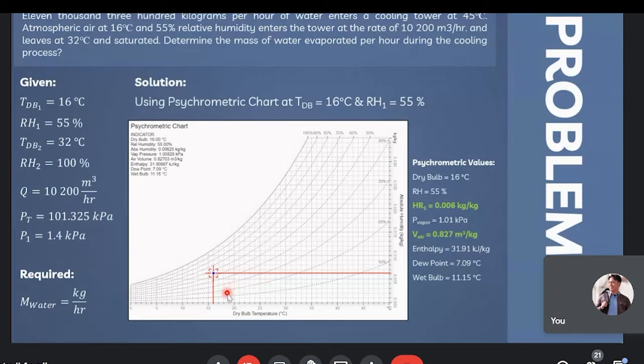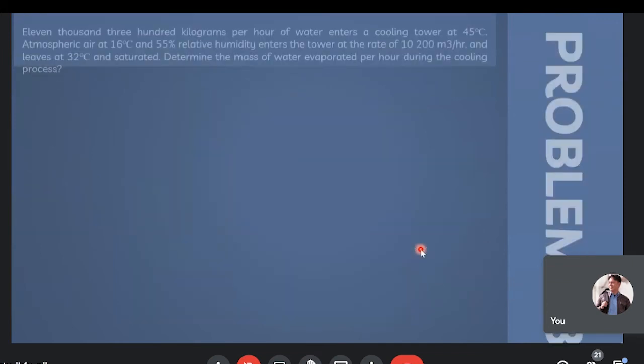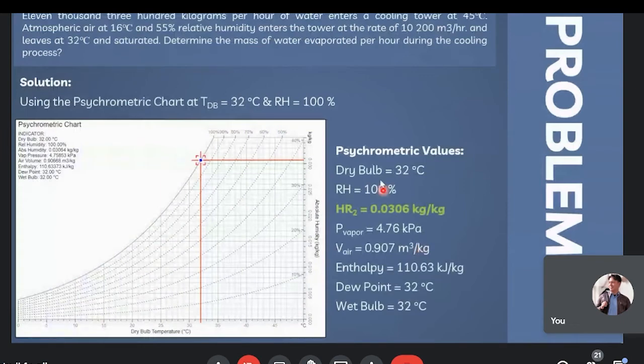So gamit lang ulit tayo ng psychrometric chart at 16 degrees Celsius and 50% relative humidity. Ang kailangan natin dito is yung value ng humidity ratio at saka yung volume ng air. So again, using a psychrometric chart, ito naman yung condition natin, 32 degrees Celsius at 100% relative humidity. So using the psychrometric chart, makukuha natin yung humidity ratio, which is 0.0306 kg per kilogram.